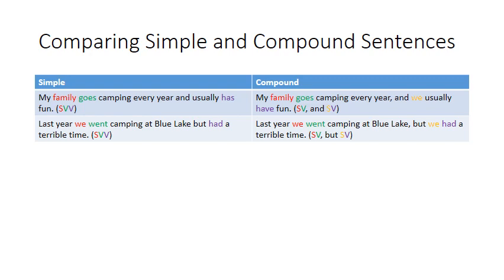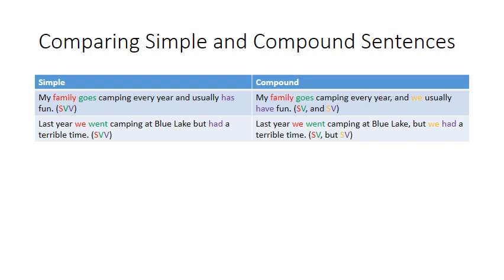If we look at the next one, last year we went camping at Blue Lake but had a bad time, we'll notice again we have one subject, we, and two verbs, went and had. The important thing is that before the second verb, there's no subject there, and also before but, there's no comma. So again, this is a simple sentence with a pattern SVV.